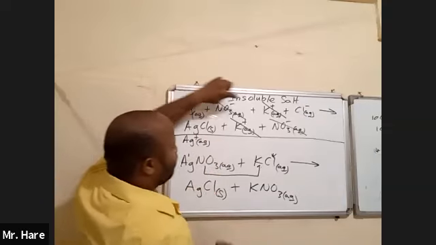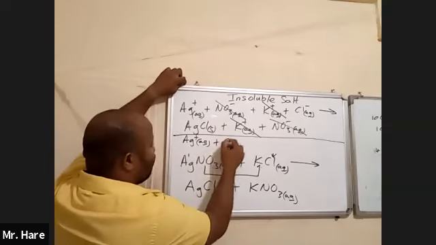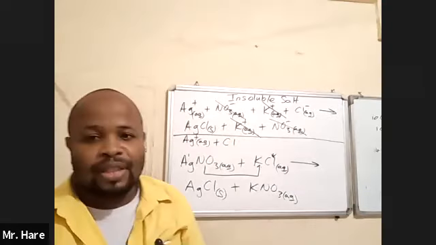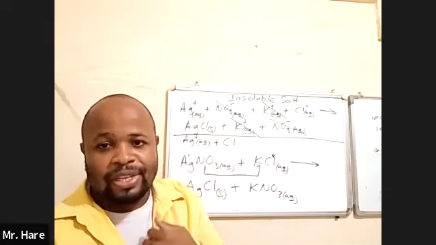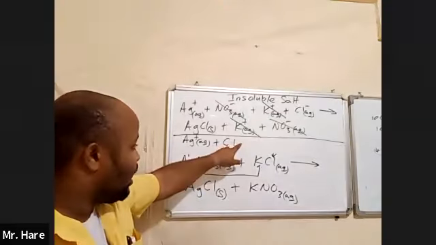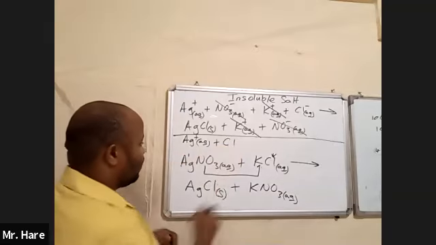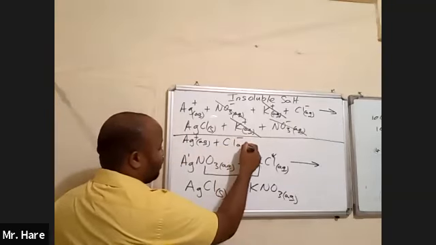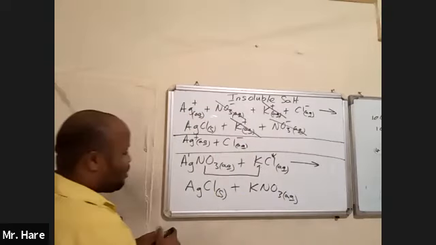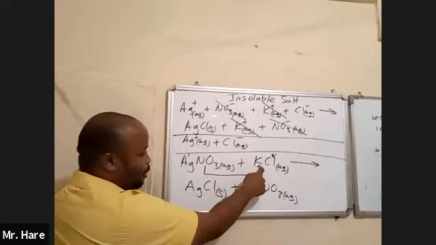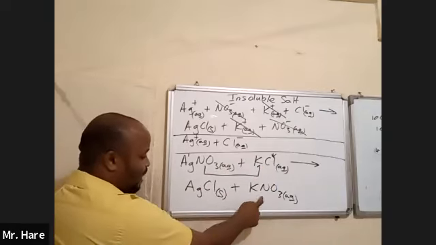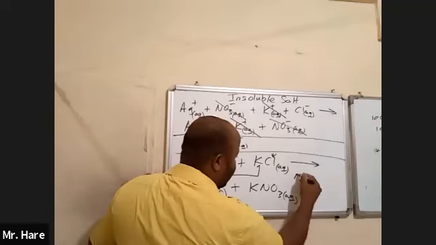So this is the next example of insoluble salt. They can ask you for the molecular equation as well as the ionic equation. This is the ionic equation. So this equation down here, where you see silver nitrate plus potassium chloride to give us silver chloride plus potassium nitrate, this is the molecular equation.